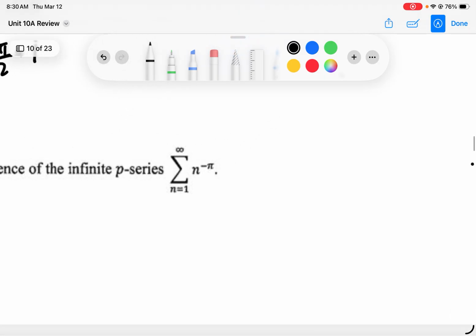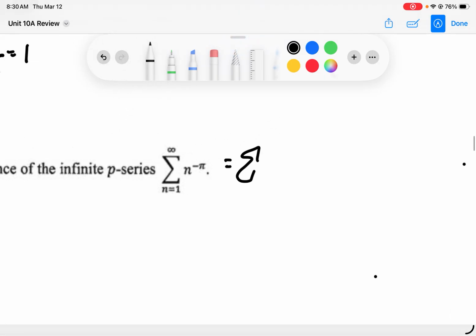Determine the convergence of this P series. Oh, that's easy. Okay, don't feel bad if you didn't see that right away. I looked at this the other day. This would be 1 over n to the positive pi. A P series is when your counter is the base and your P is the exponent. If that P number is bigger than 1, it converges.